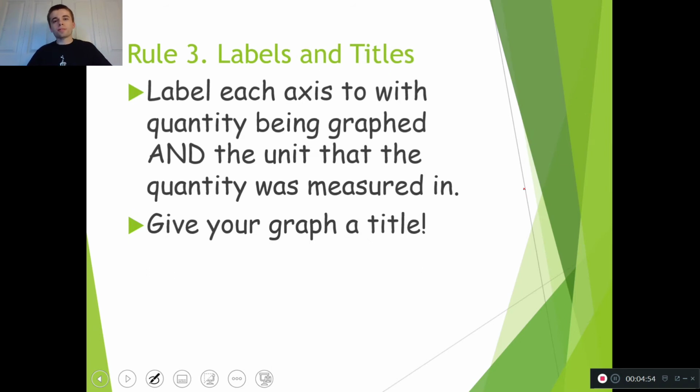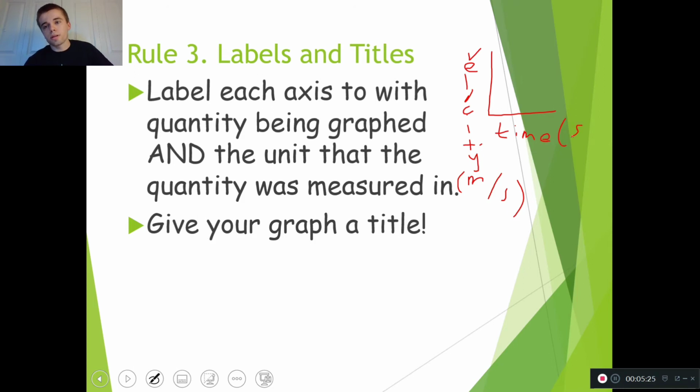Rule number 3 is labels and titles. Make sure to label each axis, and each axis needs to be labeled as to whatever quantity is being graphed. So let's say you have your velocity versus time graph. Your y-axis should be labeled velocity, sorry about my handwriting, with a unit, meter per second. And your x-axis should be labeled time with a unit. So always have whatever quantity was measured and the unit associated with that quantity.